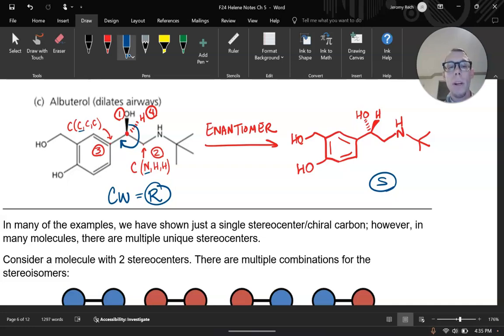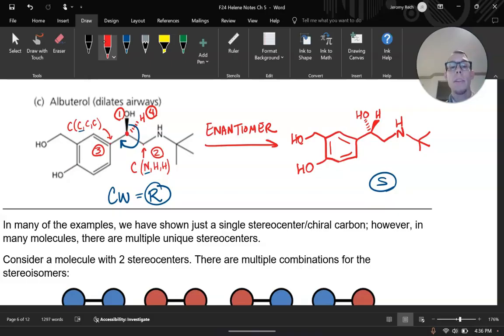You'll still have the same priority. Your oxygen will still be 1, nitrogen 2, the benzene is going to be 3, but you're then going to rotate it or switch it because the 4th group is now in the front rather than the back. And these 2 molecules are going to be enantiomers of each other. And that's what we're going to be spending a bunch of time on in this video.